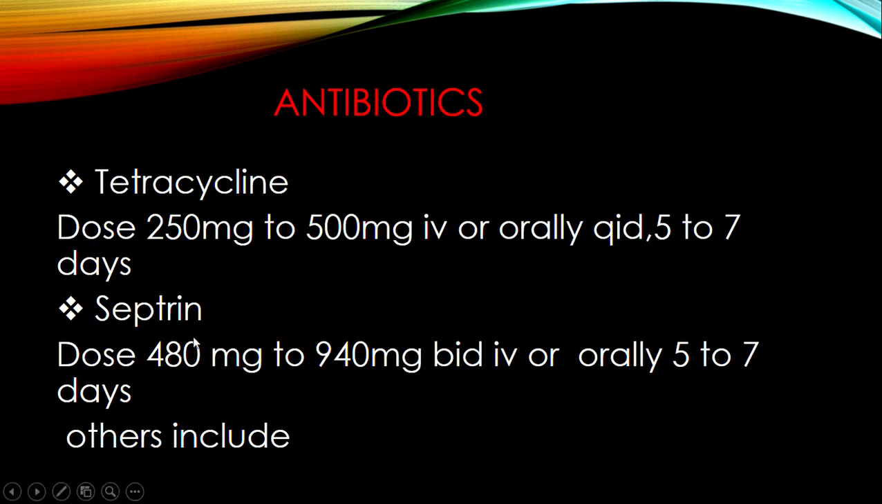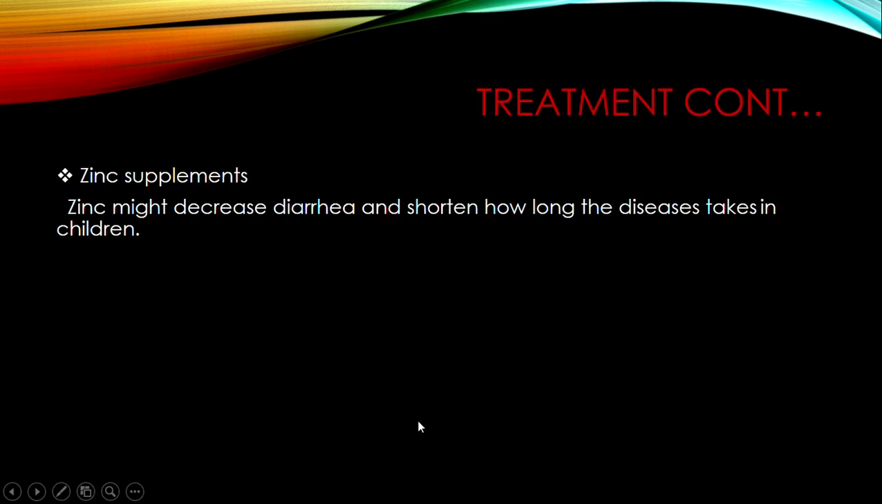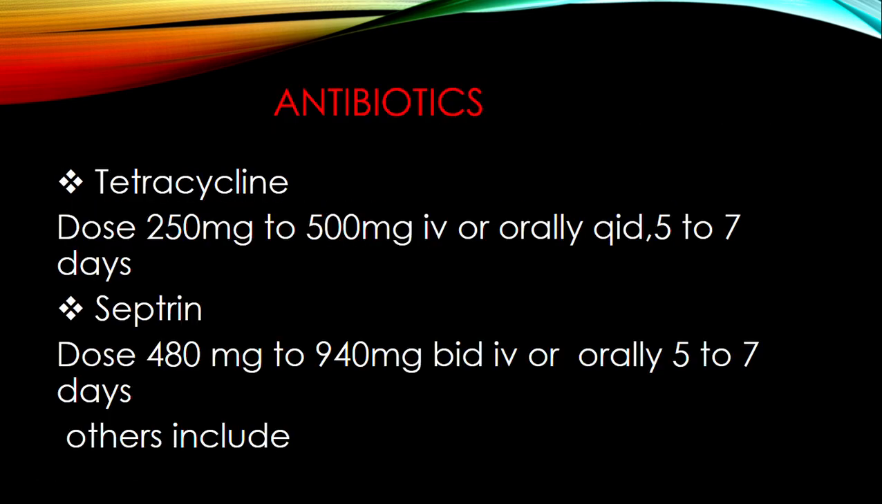When it comes to antibiotics which can be given, tetracycline for adults, doses can give 250 mg to 500 mg IV or orally QID for 5 to 7 days. Septrin, because it's an antibiotic, can also be given at such doses. Then other antibiotics can also be given, such as ceftriaxone, ciprofloxacin, Flagyl. They can also be administered.